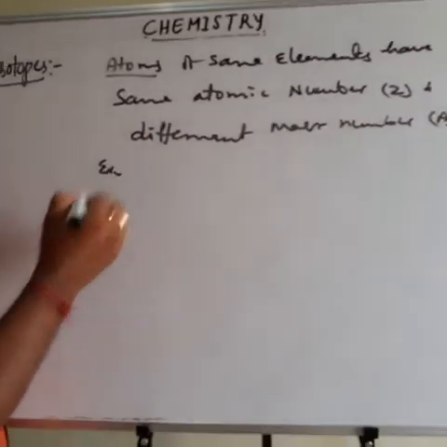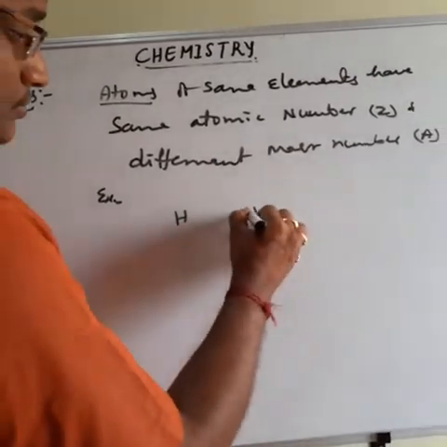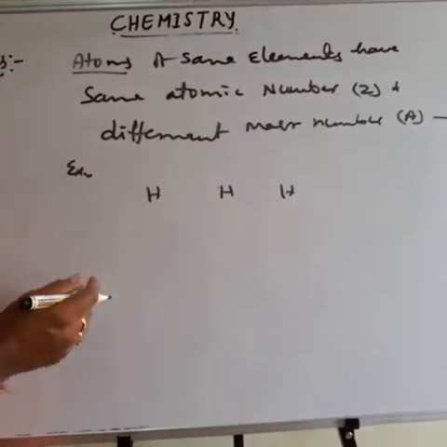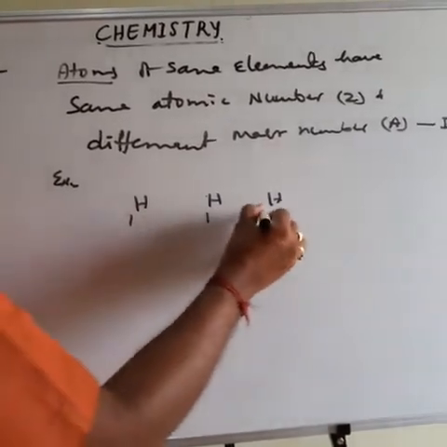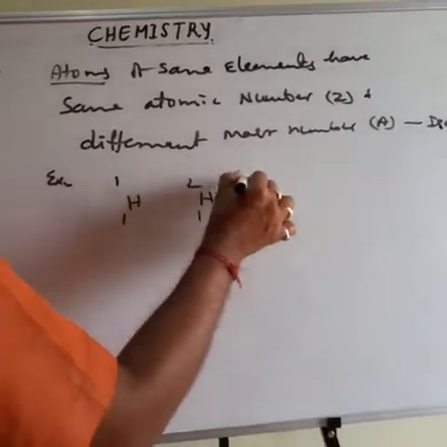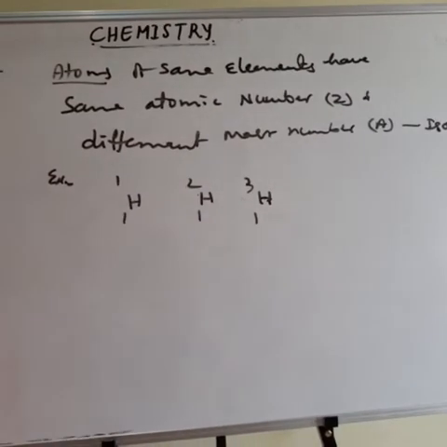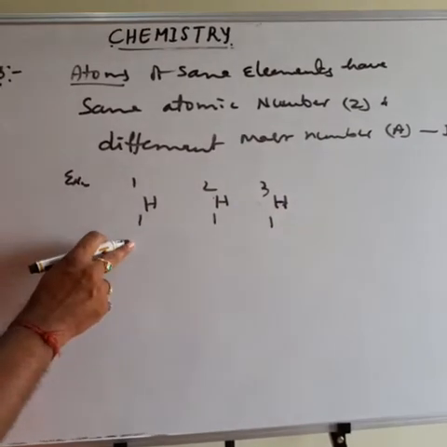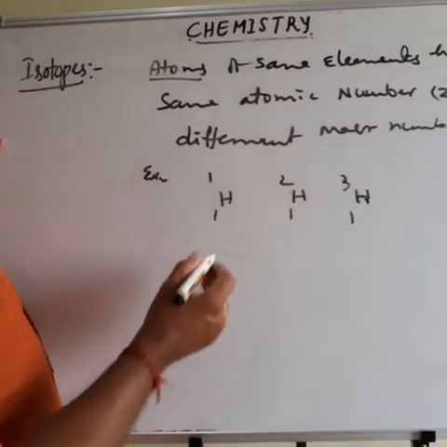See your example. For example, just now I told you the isotopes of hydrogen. All these are atoms of the same element. What is the element? These are atoms of the hydrogen element. Atomic number is the same, Z value is the same: 1, 1, 1. Mass number here is 1, here 2, here 3, which are different. So this is called isotopes. They have the same atomic number, but the mass number is different. This is one example.